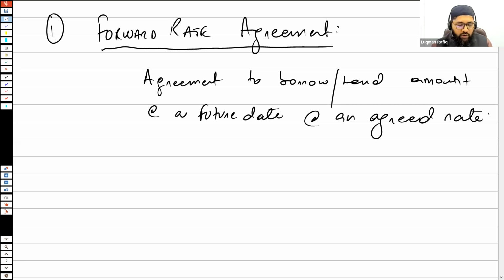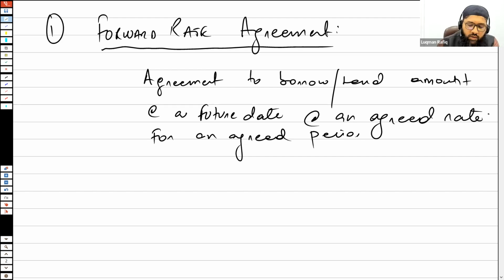The concept of the forward rate agreement is that it's an agreement to borrow, or an agreement to lend, an amount at a future date at an agreed rate for an agreed period. So what you have to do is borrow an amount at a future date at an agreed rate for an agreed period.